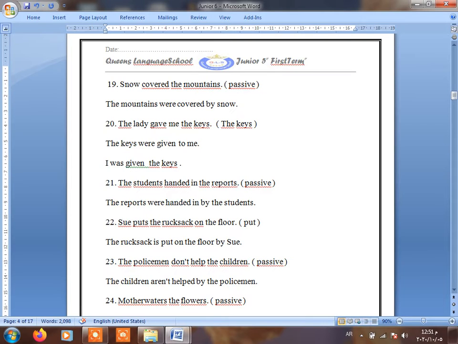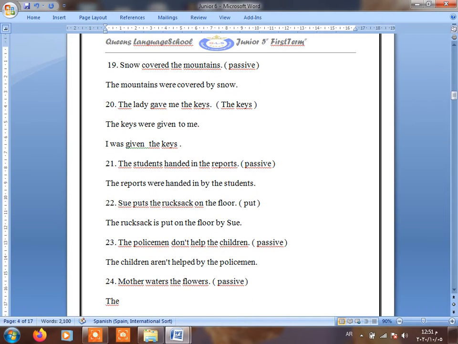Okay, number 24. Mother waters the flowers. So I will start with the flowers. The flowers are watered by mother. Okay, if you don't want to write "by mother", it will also be correct.